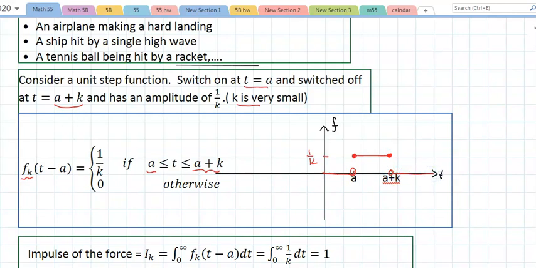And if you take this area, you'll notice that this length right here is right minus left. a plus k minus a is k, and the height is 1 over k. So this area is k times 1 over k, which is 1, and the 1 stands for 100%. Alright, and that's how this function is defined.